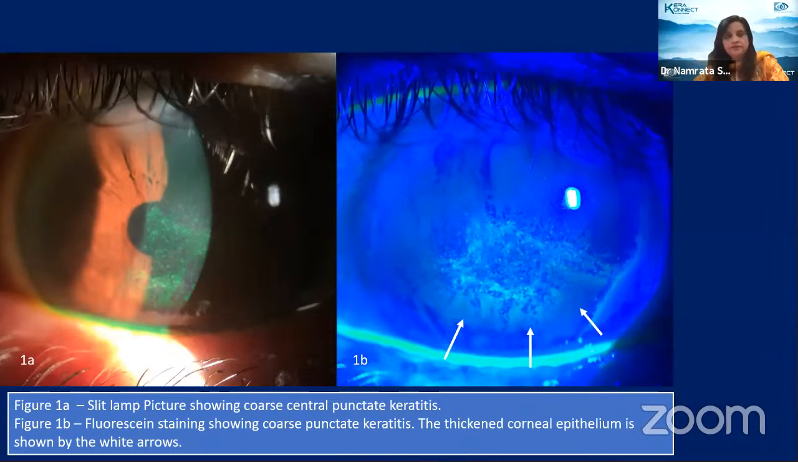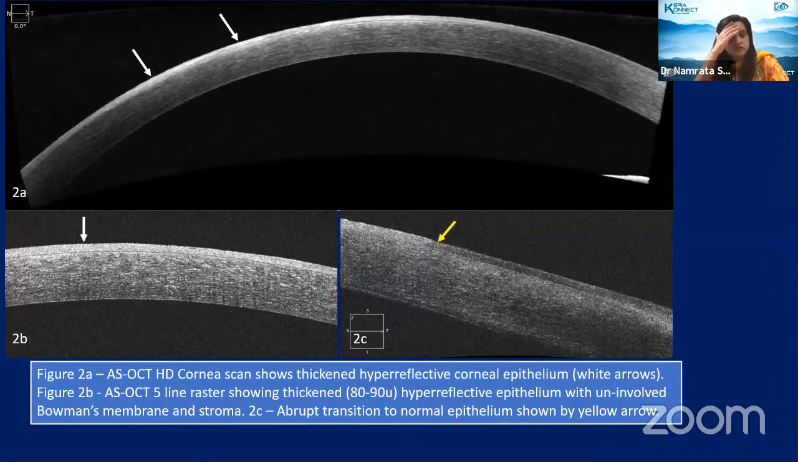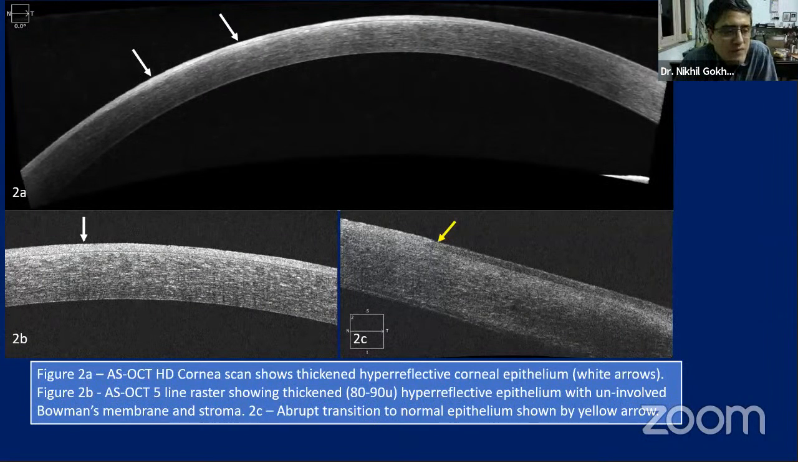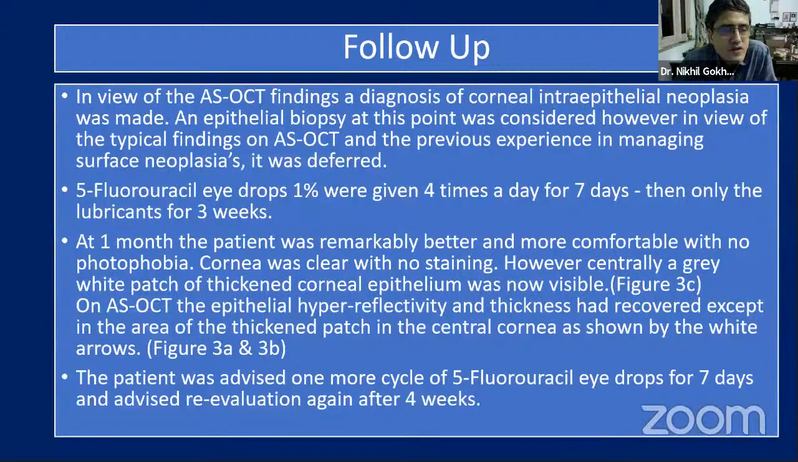Next slide. I did an ASOCT which showed that the epithelium was hyperreflective and the thickness was about 80 to 90 microns. And there was an area where there was an abrupt transition to the normal epithelium. Next slide. Now, normally we say that the epithelial thickness is more than 120 microns and hyperreflective. It's quite strongly suggestive. But here the epithelium was not very thick.